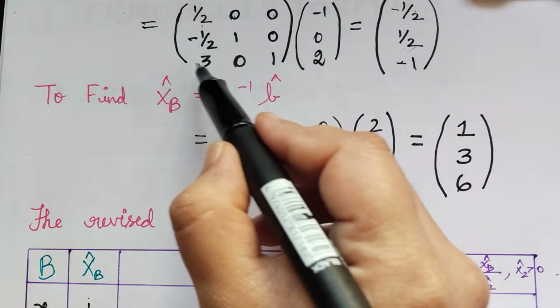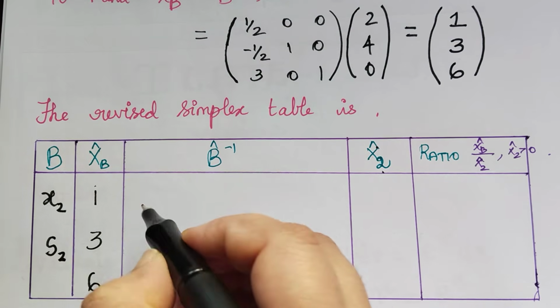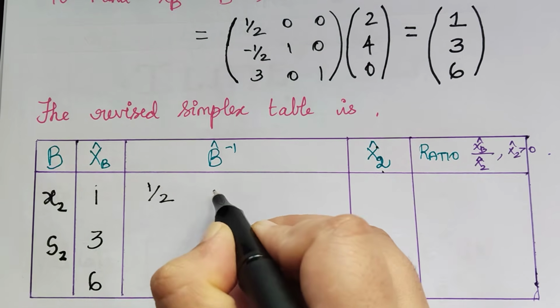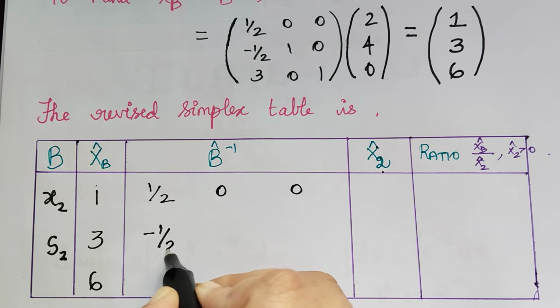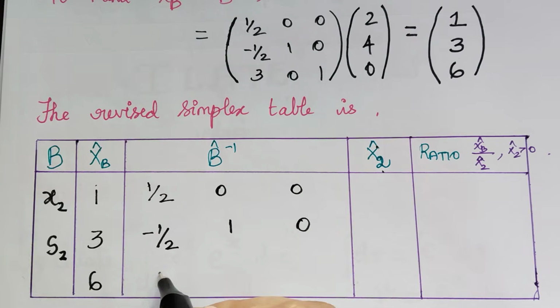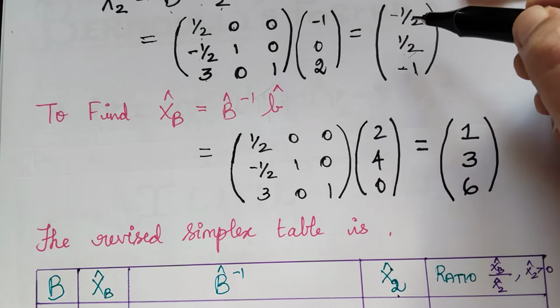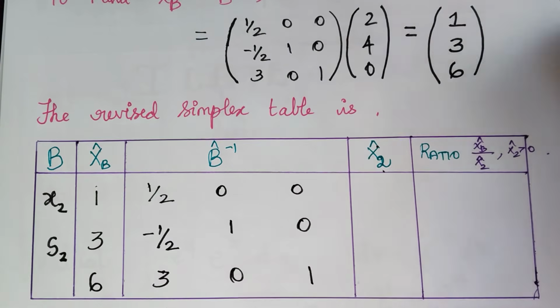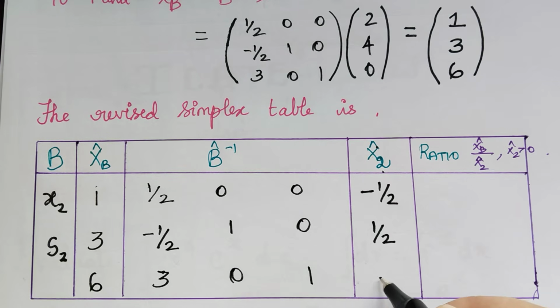Currently we have this matrix. So this is what B cap inverse we currently had. So that we have to write, that is 1 by 2, 0, 0. And here minus 1 by 2, 1, 0. And then 3, 0, 1. Then x2 cap. x2 cap we have found here. So minus 1 by 2, 1 by 2, minus 1. So minus 1 by 2, then 1 by 2 and minus 1.